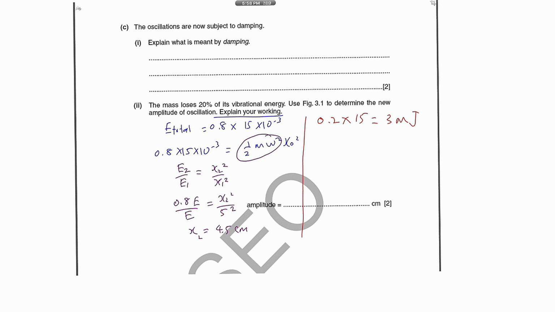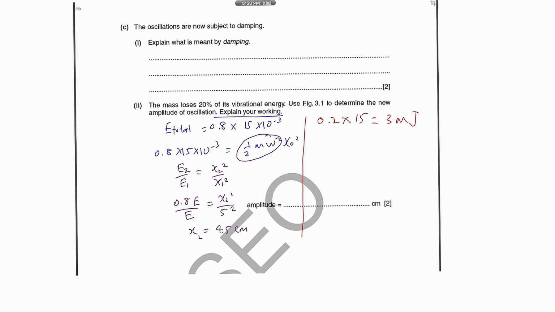But there are many times in the exam when they don't give you any space for calculation. You can actually get the new amplitude without using the values from all this calculation. How do you do that? I'll teach you the technique. If you're going to lose 20%, that means you're going to lose how much? 20% of 15 millijoules is 3 millijoules.